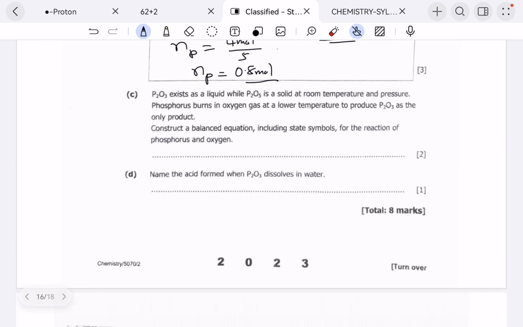Then P2O3 exists as a solid, and P2O5 exists as a solid at room temperature and pressure. Phosphorus burns with oxygen to produce P2O3 as the only product. Construct a balanced chemical equation. Okay, so P reacts with O2, then it gives us P2O3.